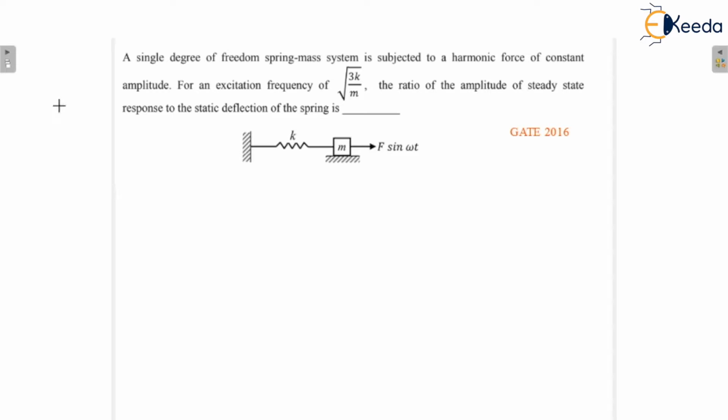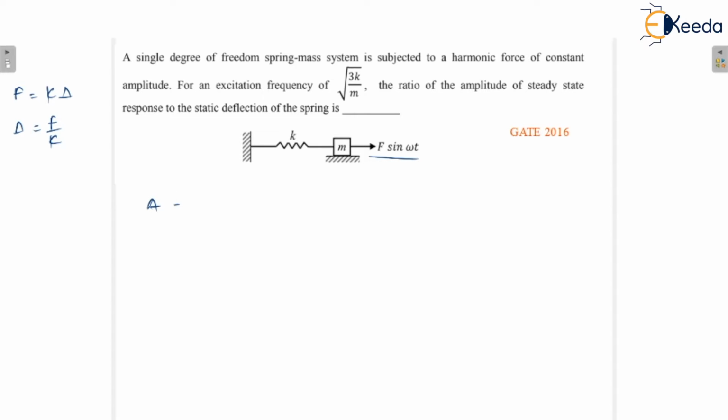See, static deflection of the spring means what? If I say F naught is responsible, this force is responsible for the deflection in the spring. So this F, you can represent it F. Okay, so you can see this F is equal to K delta. This is the static deflection of the spring. So delta is basically equal to F upon K, yes or no? Sometimes you can represent it as K, or sometimes it can be represented by S. Both the things are the same because it's representing the stiffness of the spring.